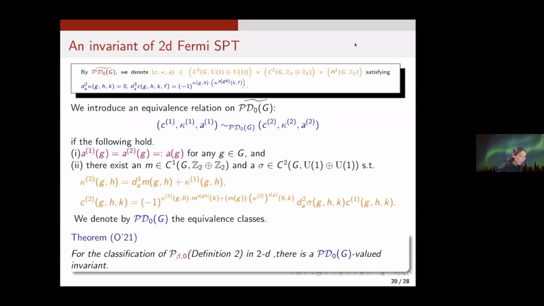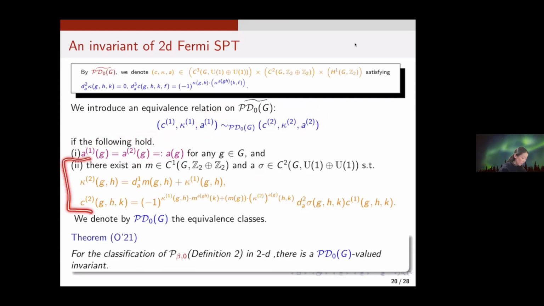And the equivalence relation is this one. So let's say this and that are elements in here, and we say that this and that are equivalent if these two conditions are satisfied. That is, the first condition is that first, this last group homomorphism, they should be equal. And I will write AG to denote the same group homomorphism.